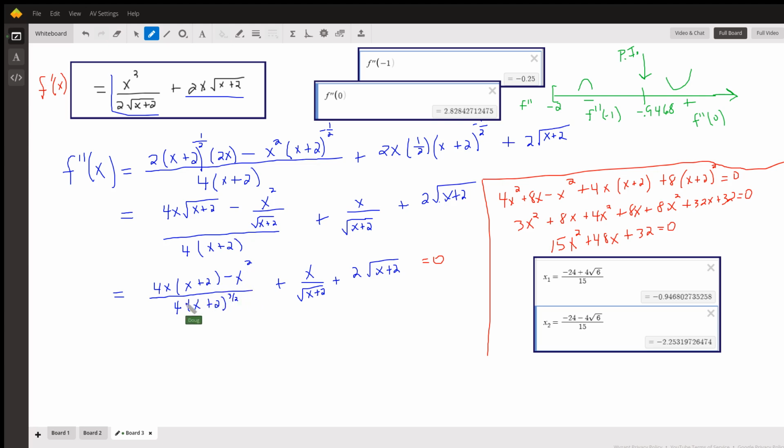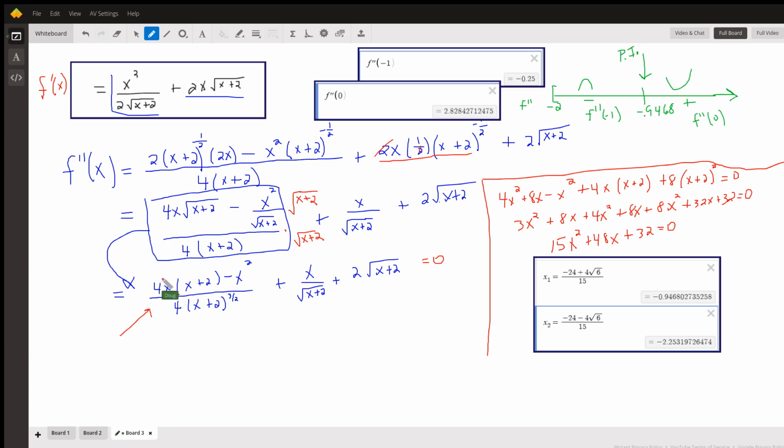What did I do to this term to get to here? What I did was multiply the numerator and denominator of the big fraction by the square root of x plus 2. So we have a complex fraction. I multiplied by the square root of x plus 2 to turn it into a simple fraction, and that's how I got to here. And then this term simplifies: the 2's cancel, so x over the square root of x plus 2, 2 times the square root of x plus 2.